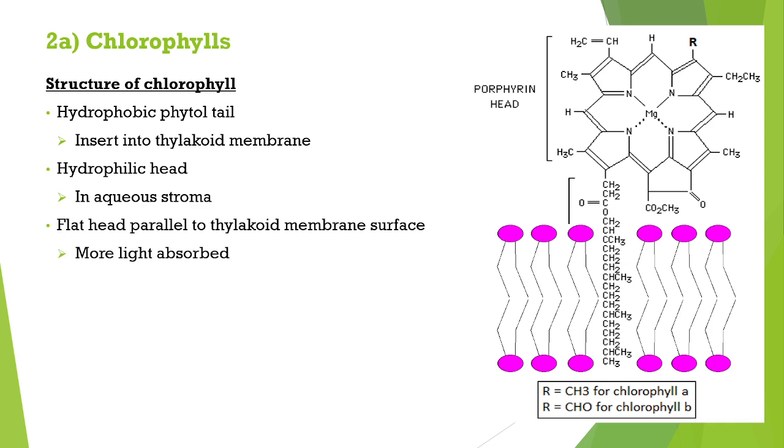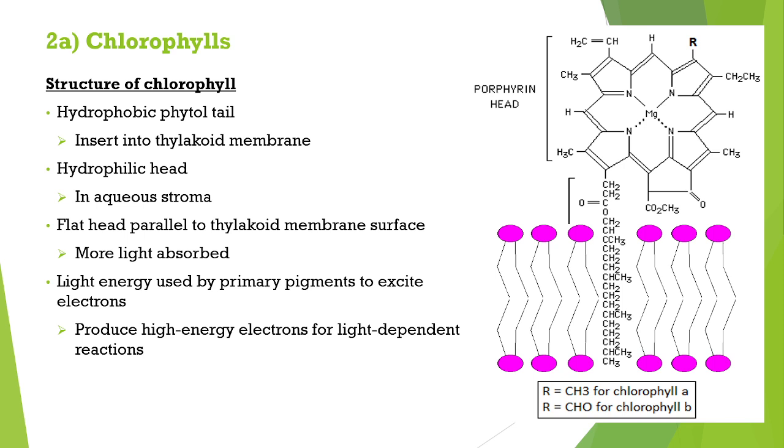The head structure is also flat. And unlike this picture, where the head is kind of upright, in actual fact it will lie flat, parallel to the surface of the thylakoid membrane. So that increases the surface area covered by the head, and therefore allows more light to be absorbed by the head. So the head is the part of the chlorophyll that actually absorbs the light. The light energy will be used by the chlorophyll to excite electrons.